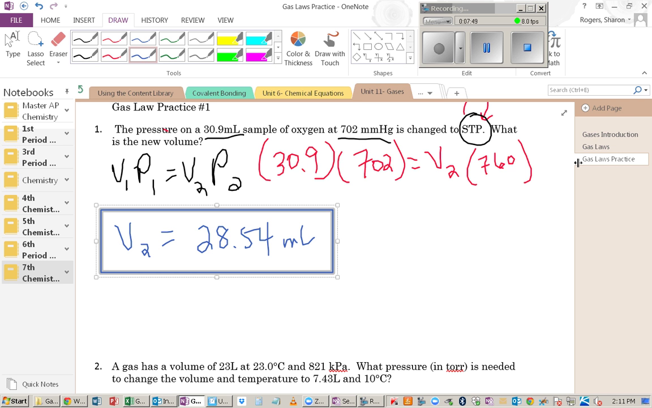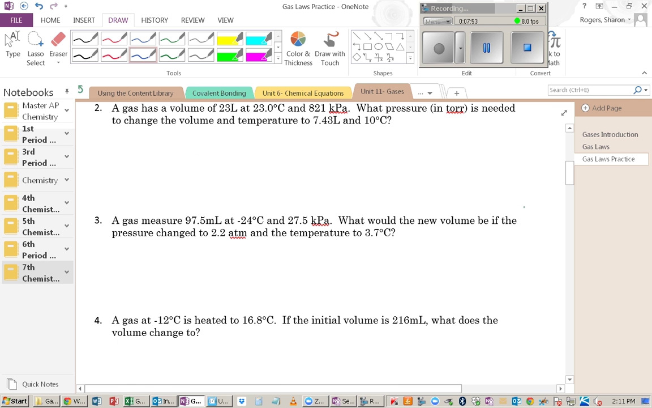How do y'all feel about number 1? I'm going to skip number 2 and number 3. Those are the harder ones I'm going to save for last.